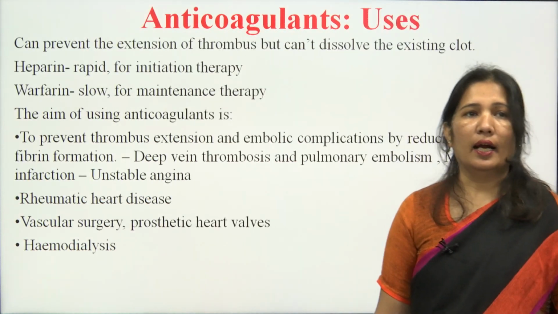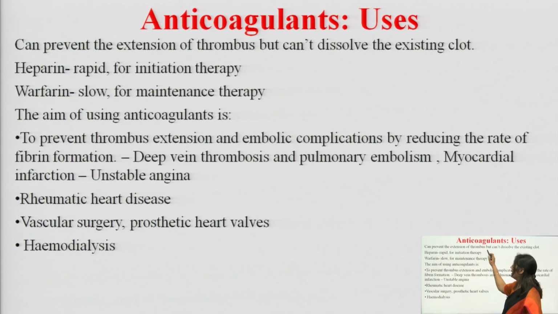Anticoagulant uses: they can prevent the extension of thrombus, but they cannot dissolve the existing clot. Heparin is used for rapid action, for initiation of therapy, but for maintenance therapy we can use warfarin. The aim of using anticoagulants is to prevent thrombus extension and embolic complications by reducing the rate of fibrin formation, in cases of deep vein thrombosis, pulmonary embolism, myocardial infarction and unstable angina.